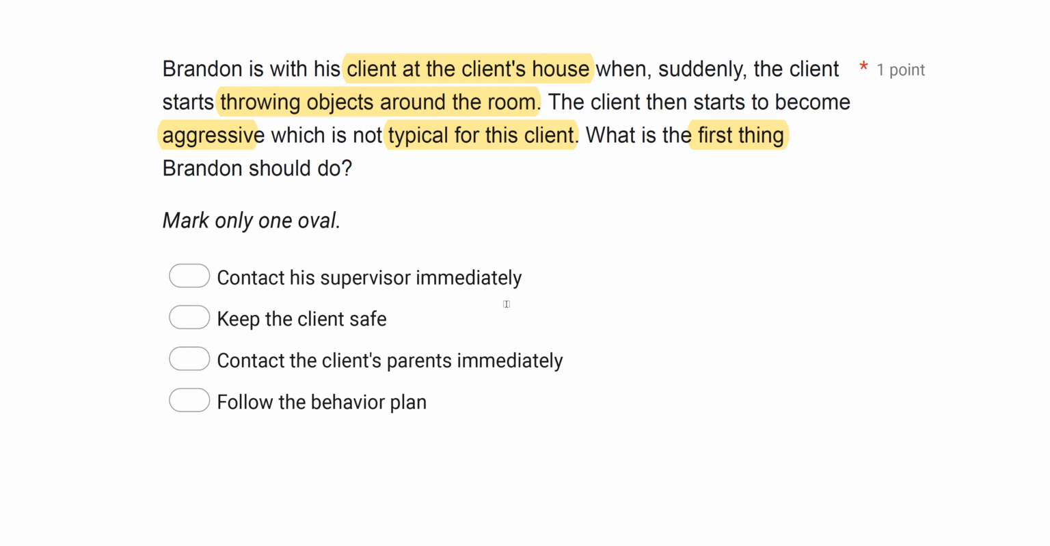So he has to obviously get the parents if it gets too extreme. But maybe it doesn't get to that point. Maybe Brandon can get it under control by keeping the client safe and moving on. And then D, follow the behavior plan. Well, if this is atypical for the client, there might not be a behavior plan. And in that case, you've got to use your best judgment. But before you judge anything, you always have to do no harm or keep the client safe.